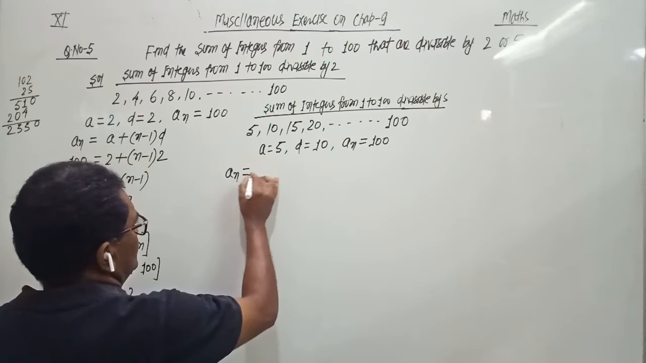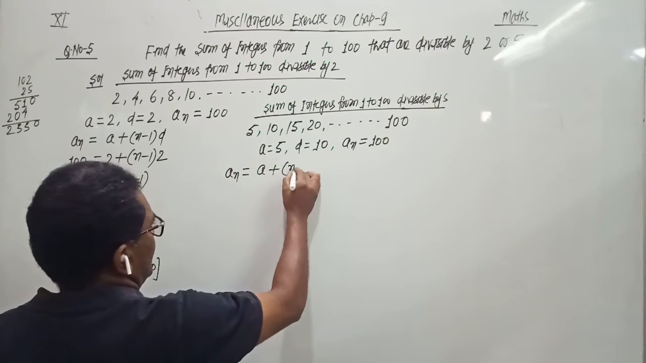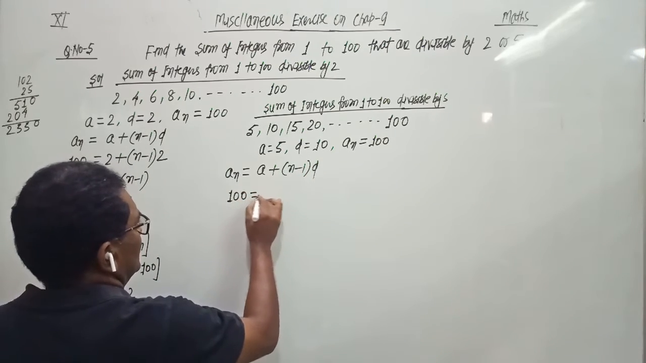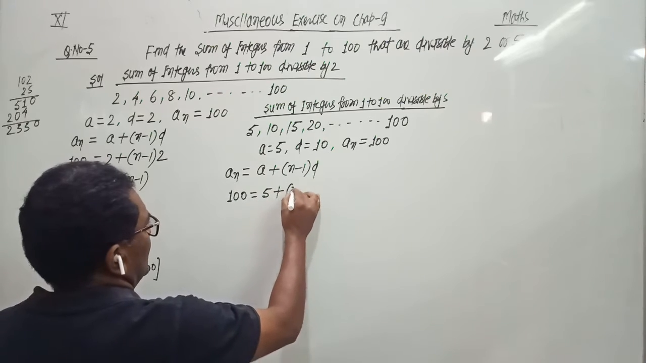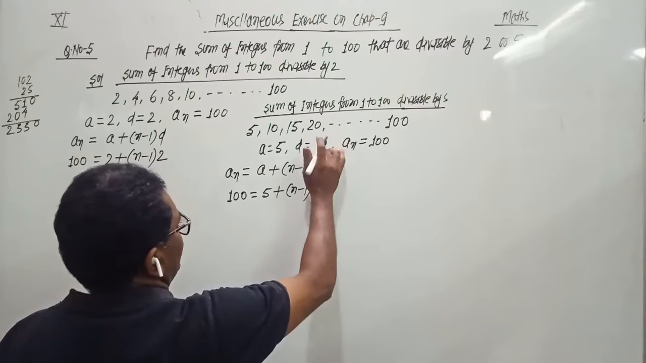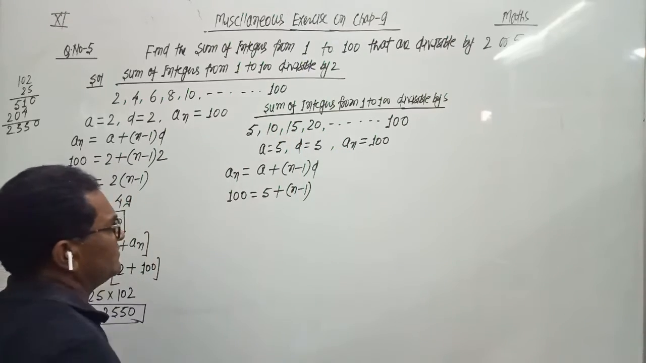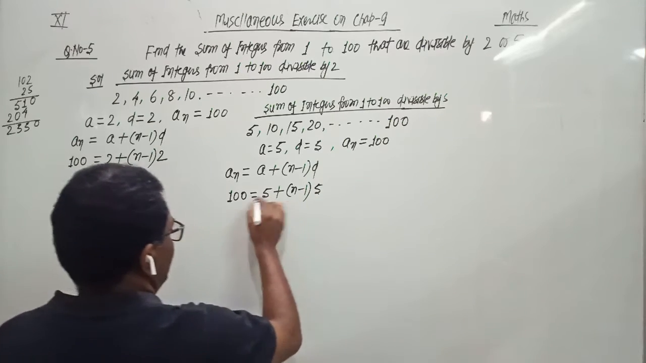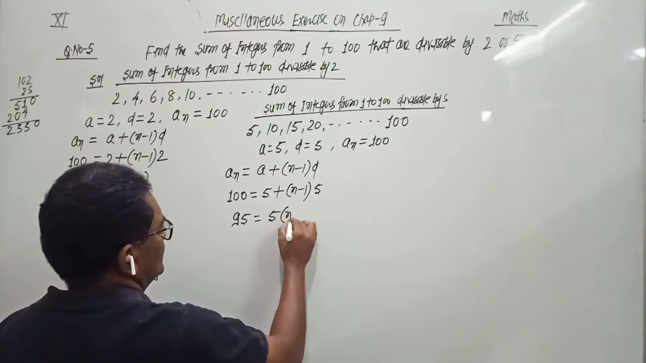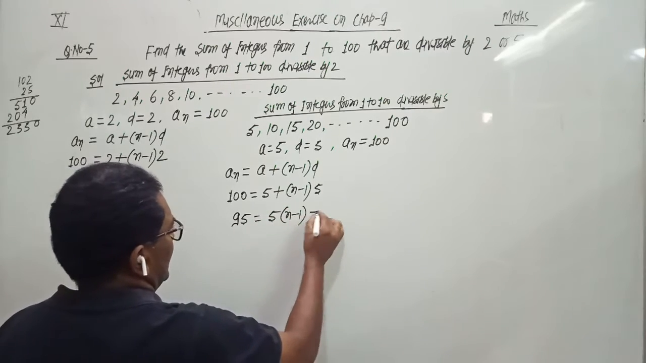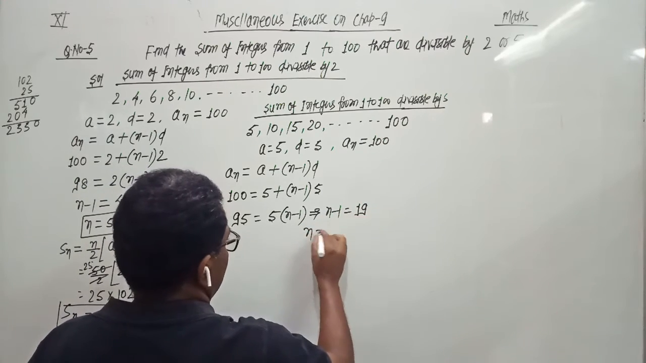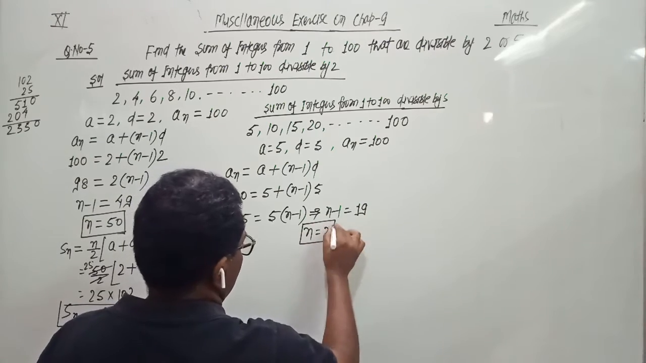So an equals a plus n minus 1 into d. The last term is 100, the first term is 5, and the common difference is 5, since 10 minus 5 is 5. So 100 minus 5, that is 95, equals 5 times n minus 1. We get the value of n minus 1 equals 19, and n equals 20.